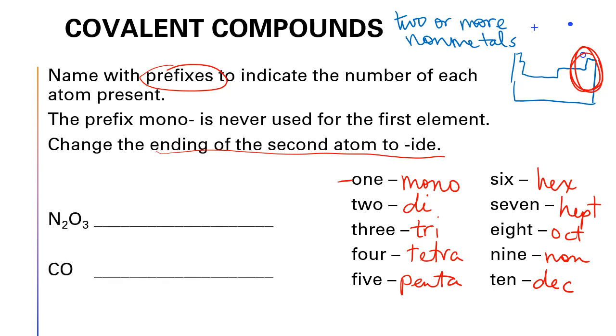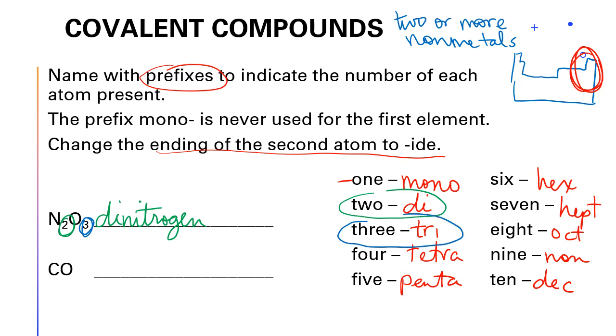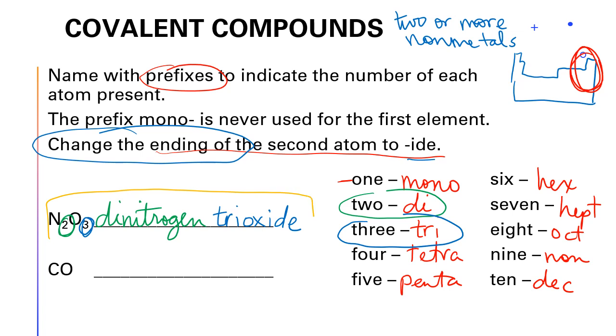So let's practice that. I see here that there are two nitrogens. The prefix for two is di, so that would be dinitrogen. And then I also see that there are three oxygens. The prefix for three is tri, so that would be triox. Not trioxygen, but we're going to change the ending of the second element to "ide," so trioxide. All put together, that is dinitrogen trioxide. All right, let's try another one.